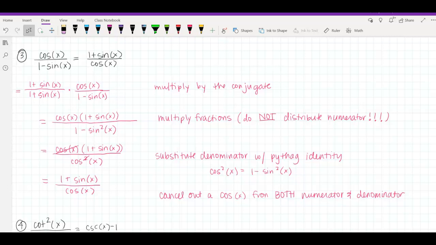I did write the cosine first. The reason I did that is because then I'm going to substitute 1 minus sine squared in for cosine squared. And that way I can cancel out one of the cosines from the numerator and one of the cosines from the denominator, and then I get the right side.